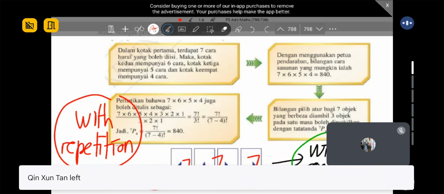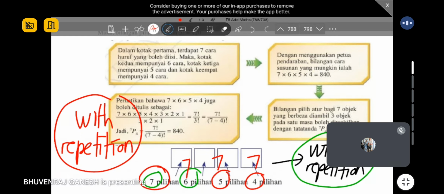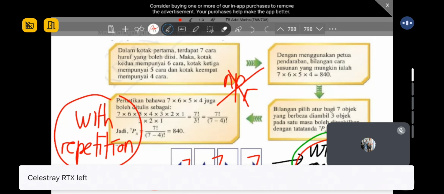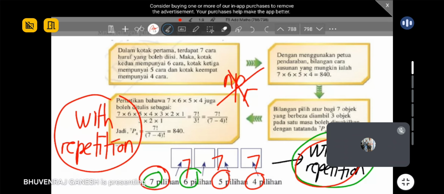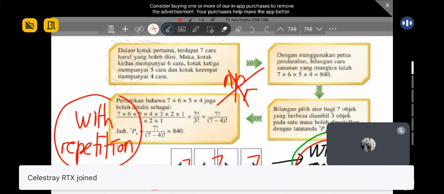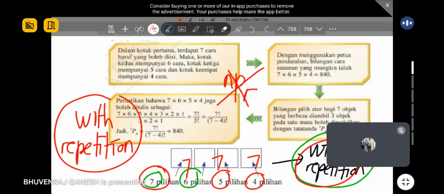So in this case, with repetition, we cannot use this formula, nPr. nPr is not used for this case. Only if without repetition, tanpa pengulangan, we can use the formula of nPr. Okay, guys, do you all get the point? So usually the question will tell you with repetition or without repetition. They will state clearly.